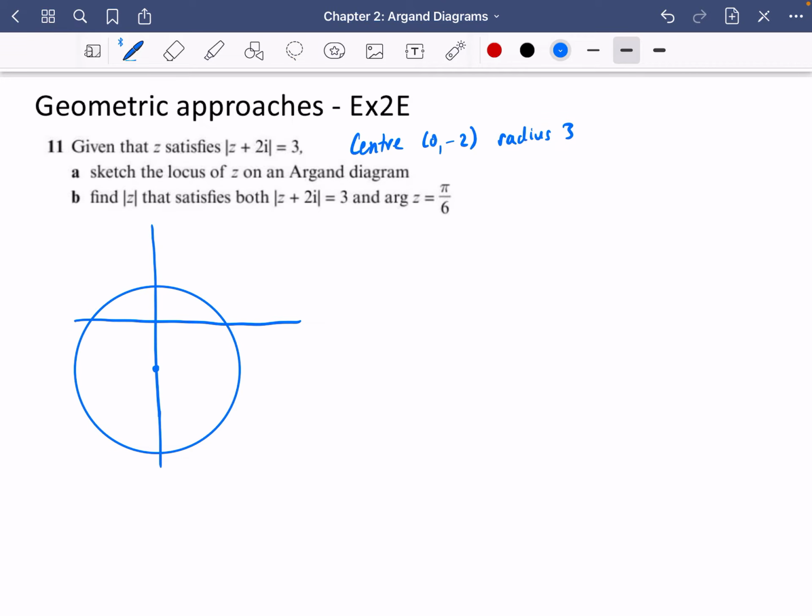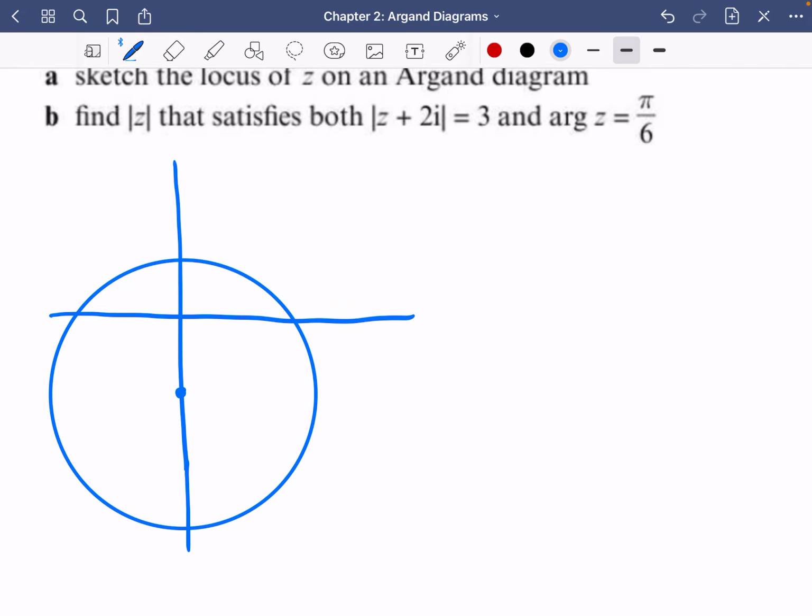And then the second thing I know is it says find the modulus of z that satisfies both the one that we've drawn and the argument of z is pi over 6. So I'm going to just zoom in here. We're now saying that the argument of z is pi over 6. If I was going to draw this on the diagram in red, from the origin it is just going to be a half line like this that has an angle of pi over 6. So the value of z that is going to satisfy both of them is right here.